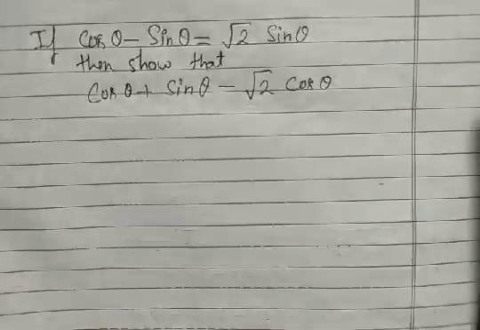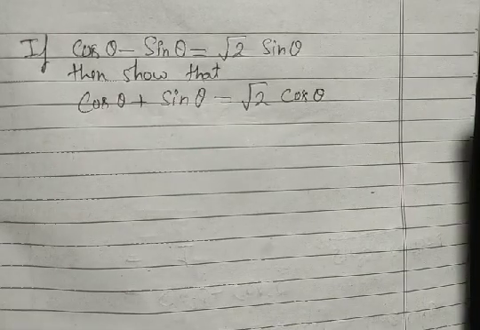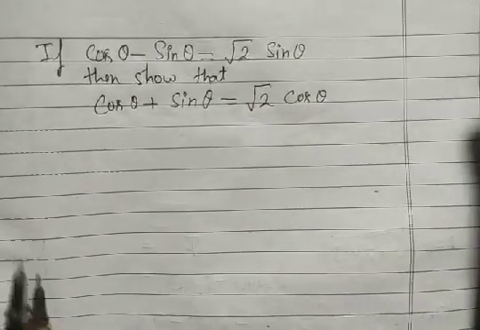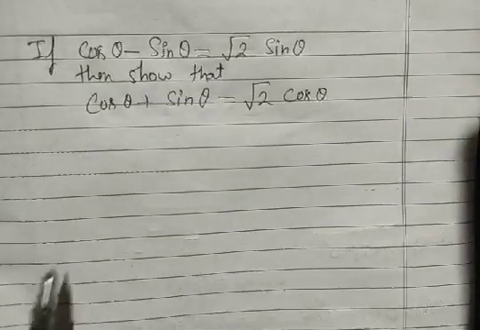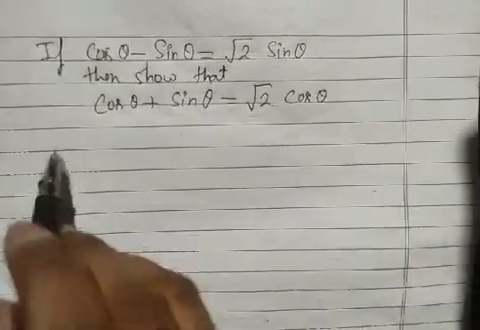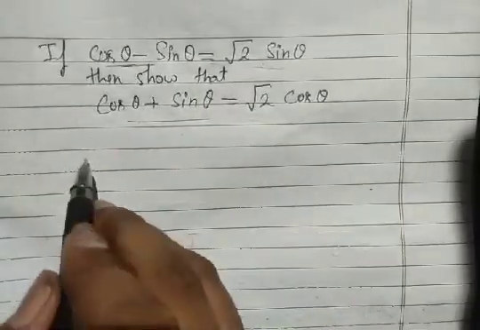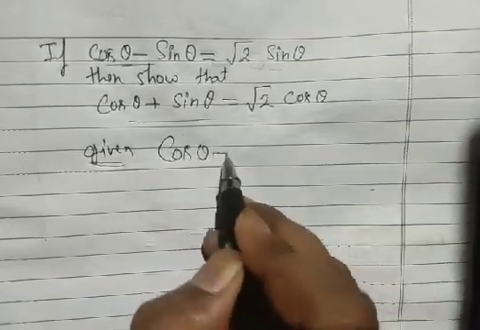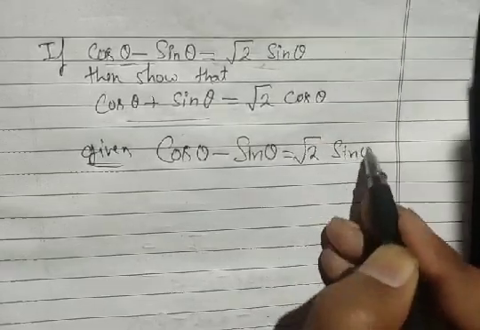Now we move on to another problem. What we have is: if cos theta minus sin theta is equal to root 2 sin theta, then we have to show that the value of cos theta plus sin theta is equal to root 2 cos theta. Now what do we do here? Again we start from the given part, then we are going to show this part. We have given cos theta minus sin theta equal to root 2 sin theta.